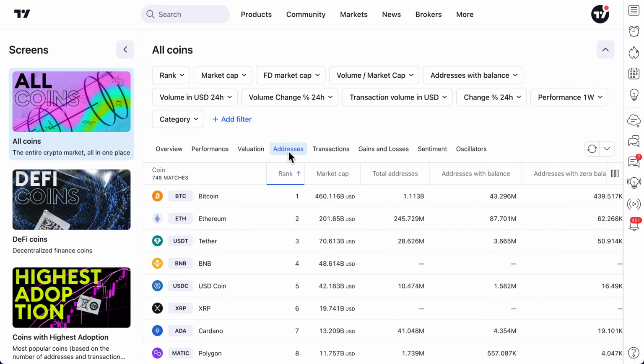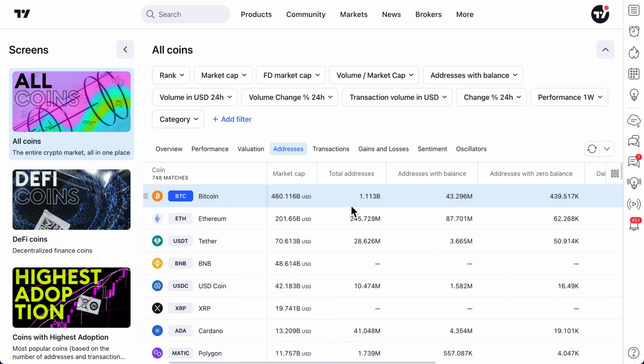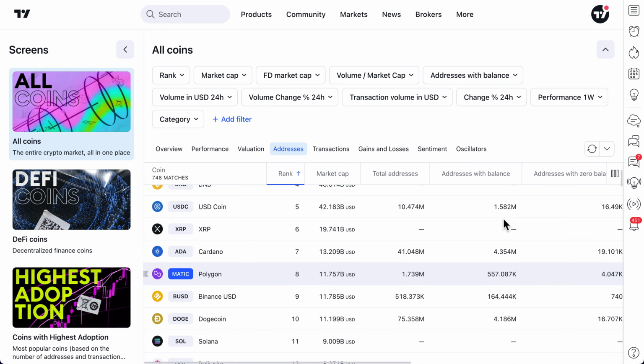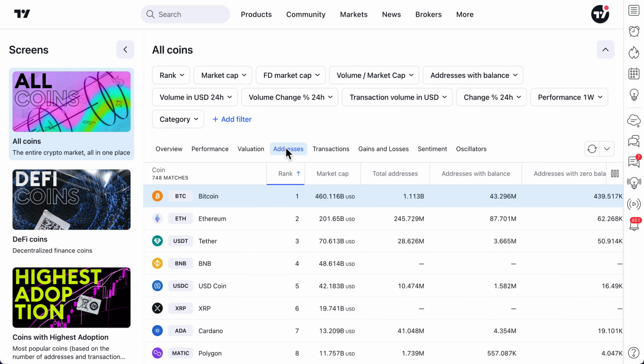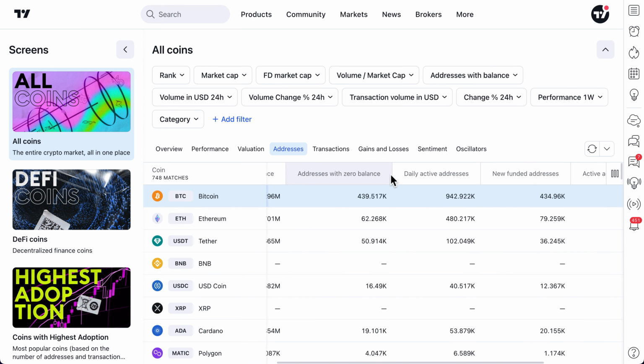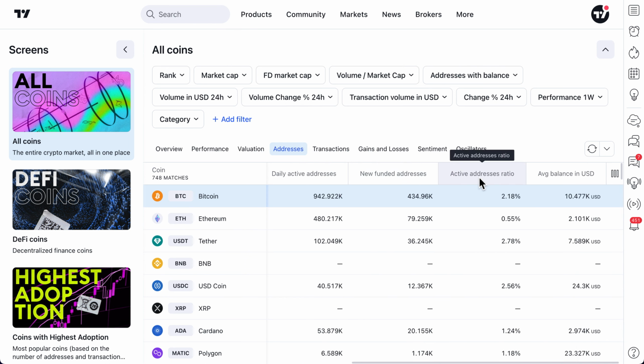Let's click addresses. This is where the data starts to get incredibly unique. You can see total addresses created for each cryptocurrency. So how heavily used are these cryptocurrencies? Sure, they might be ranked really high, but are there actually a lot of addresses? Well, you can start to see that now in this addresses tab. In addition, you can go a little deeper. Addresses with a balance, addresses with zero balance, daily active addresses, new funded addresses, active addresses ratio, and average balance in USD.